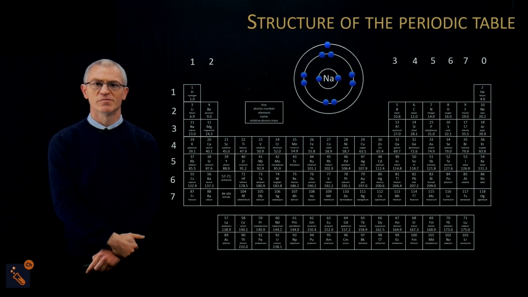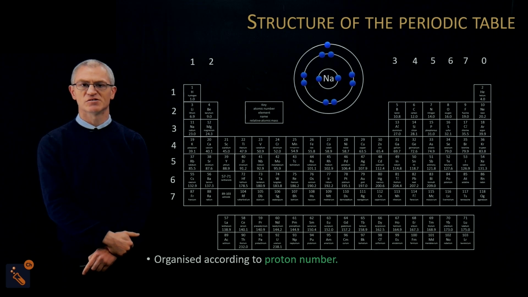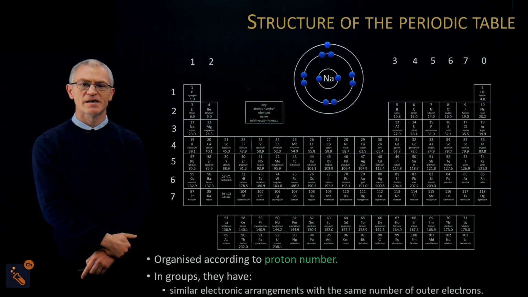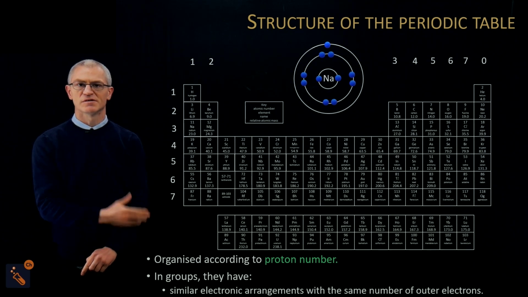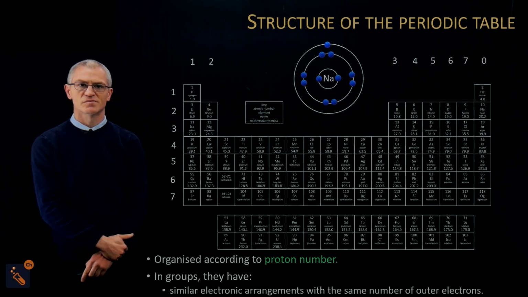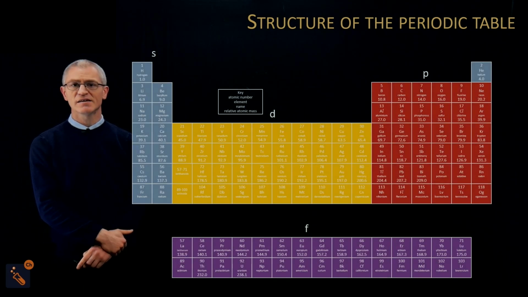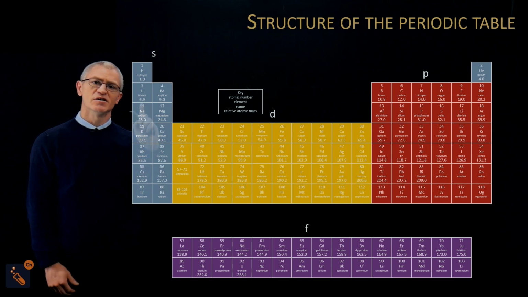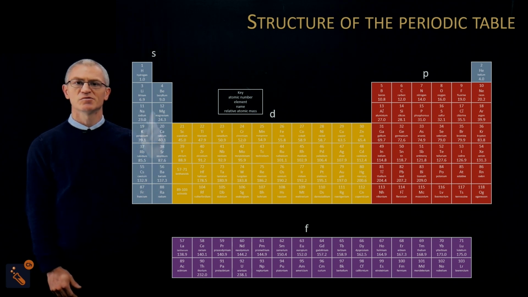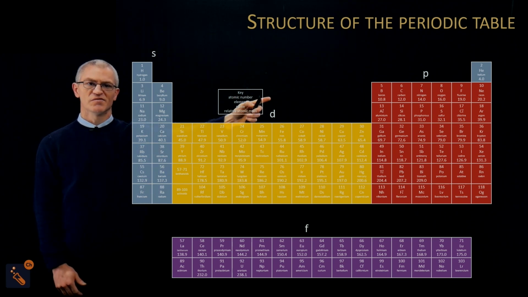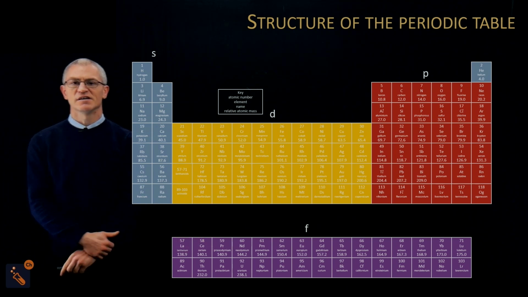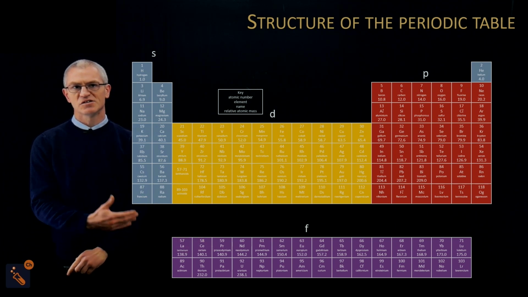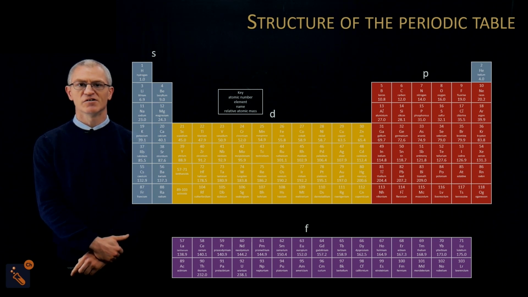Now, it's worthwhile reminding ourselves that the periodic table is organised according to proton number, and as we just said, in groups there are similar electron arrangements with the same number of outer electrons if you're in a certain group. Now, if you look here, again done on a previous video in terms of electron configurations, you can see that we have blocks as well in the periodic table. We have the S block, we have the D, and we have the P, and we have our F underneath, all coloured here. Okay, and you should be able to do electron configurations by now of elements within those blocks.